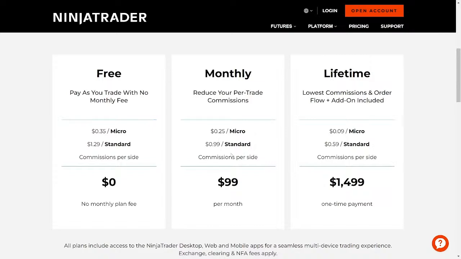These commissions are listed as per side, so that means when you buy a contract, you're going to pay, for example, with a mini, which they list here as a standard, you're going to pay $1. When you go to sell that contract, you're going to also pay another $1. So it would be $2 round trip is how you can think of that in order to fully place and exit a trade. You can see here with their lifetime, they also give you lower commissions, but they also have their order flow suite of tools and some other add-ons that become available when you purchase a lifetime license with them. That lifetime license is a one-time payment as opposed to a monthly fee that you see here.